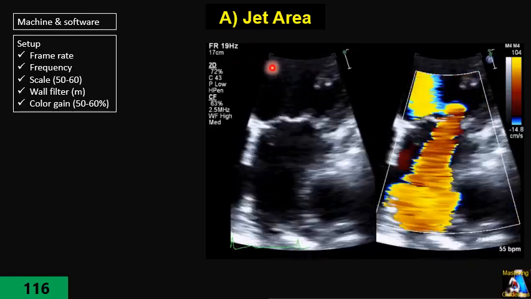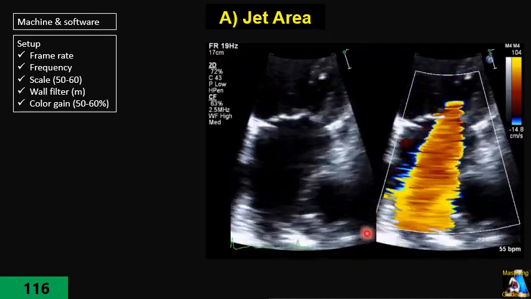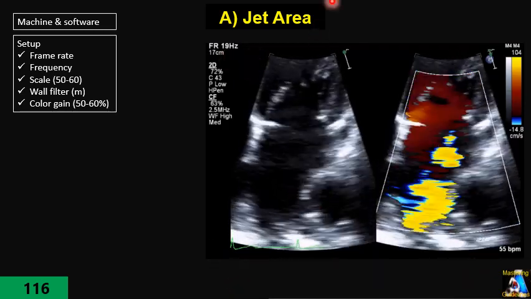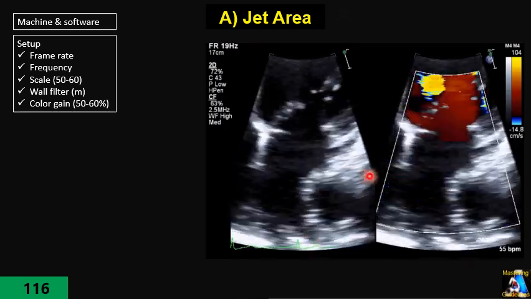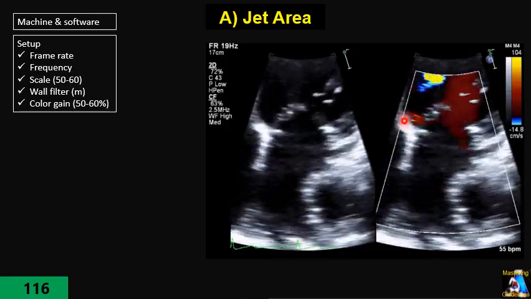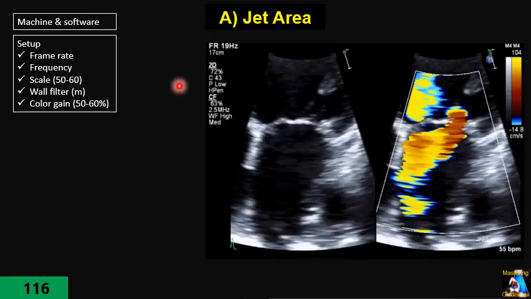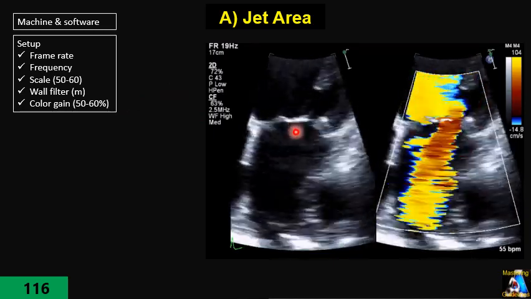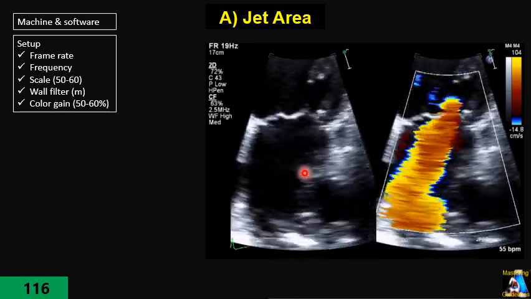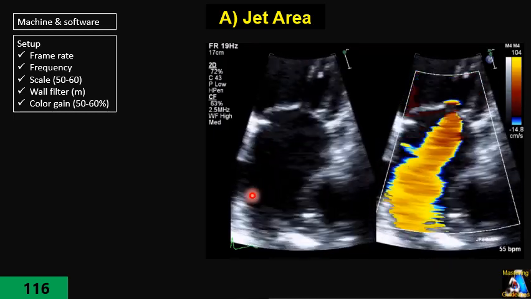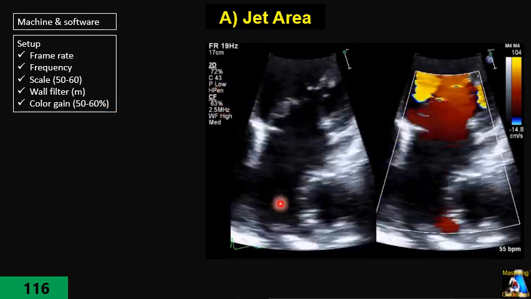For example, when we have a depth of 17 centimeters, with the sector at this size all the way from the probe to the bottom, and then we use zoom, the frame rate doesn't change, but the resolution in zoom mode increases. The next one is frequency: higher frequency, better resolution, more accurate jet area. The next one is scale.